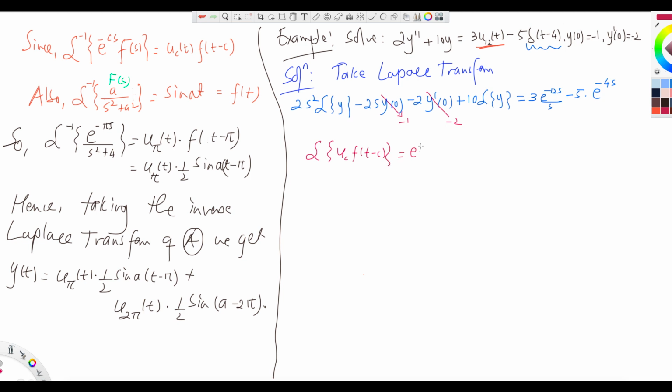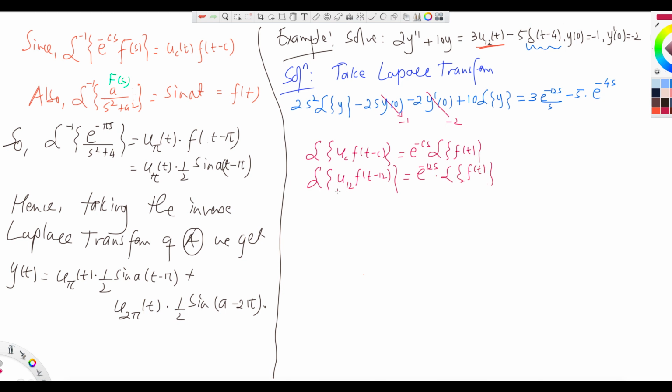is given as e to the negative cs, and then Laplace transform of f of t. This is the formula we learned in the previous sections, right? Now we have u12. So how do I do that? You replace c by 12. You will get u12 f of t minus 12 will become e to the negative 12s, right? Times Laplace transform of f of t.